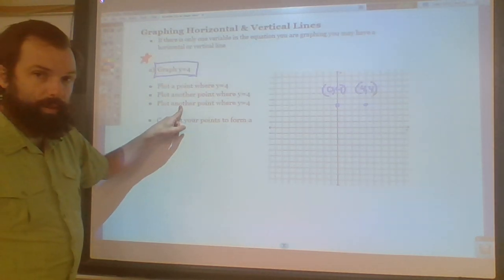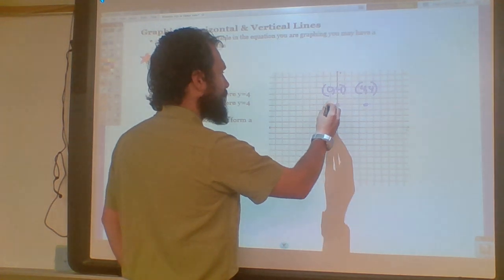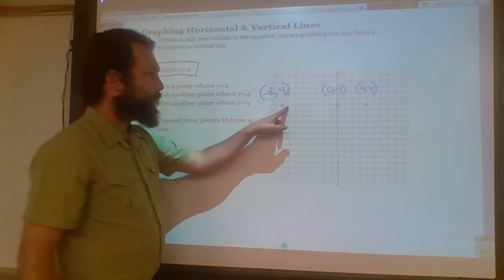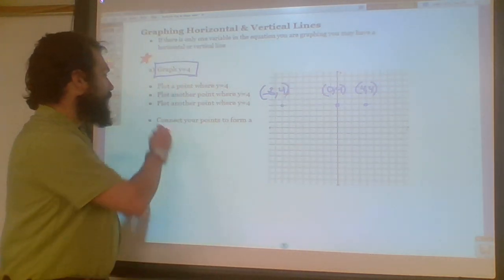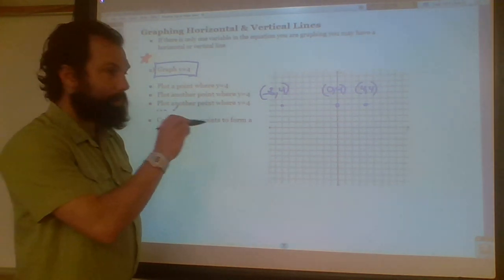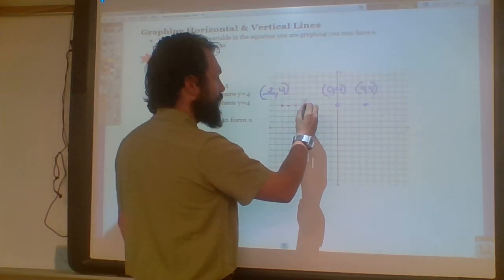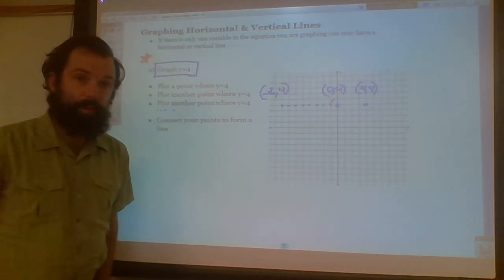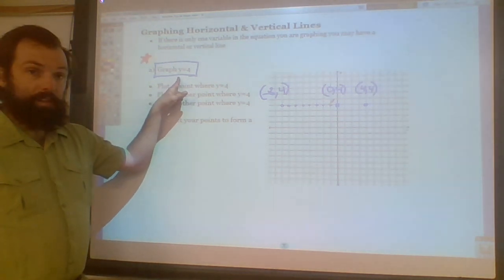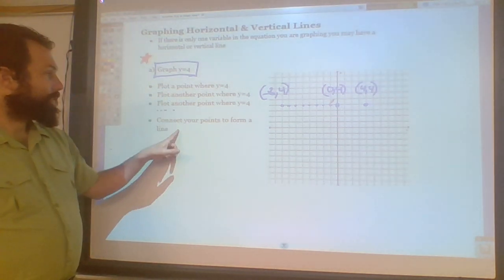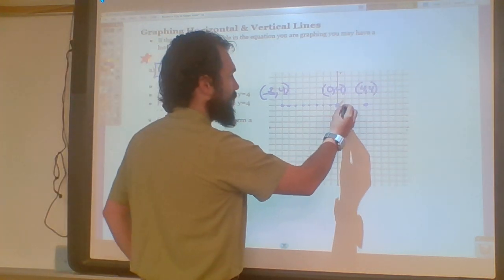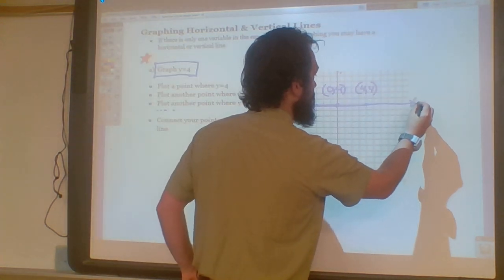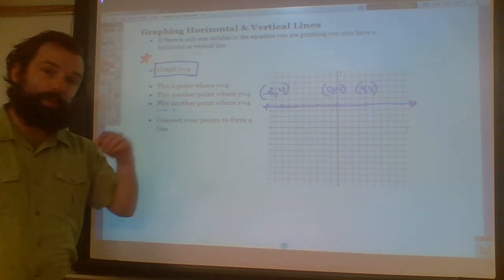So I'm going to find another point where y equals 4. I could go over here, 2, 4, 6, 8. We could say this is (-8, 4). My y value is still equal to 4. And I could continue doing this, plotting points where y equals 4. Anywhere along this line, y is always equal to 4. This equation is true. Connect these points to form a line. What kind of line is being formed if we connect all of the points where y equals 4? We end up with a horizontal line.